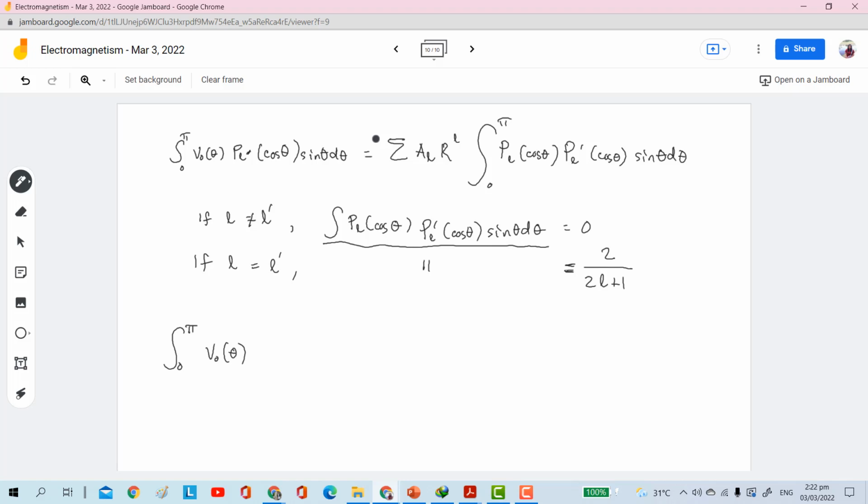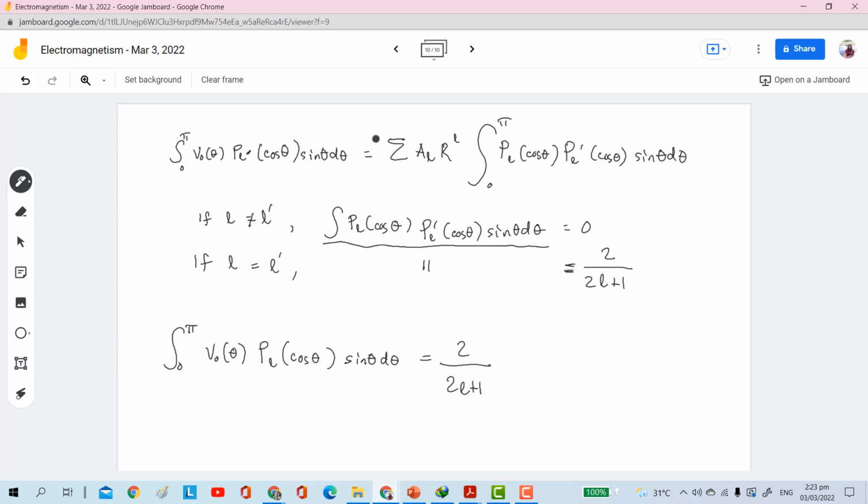And then, this P sub L prime, we can just write it as P sub L, no? We can write it as P sub L since it vanishes, it becomes zero, if L is not equal to L prime. So it only has a value if L is equal to L prime. Therefore, you have the integral of P sub L cosine theta, P sub L cosine theta, sin theta d theta. So, this is equal to 2 divided by 2L plus 1.